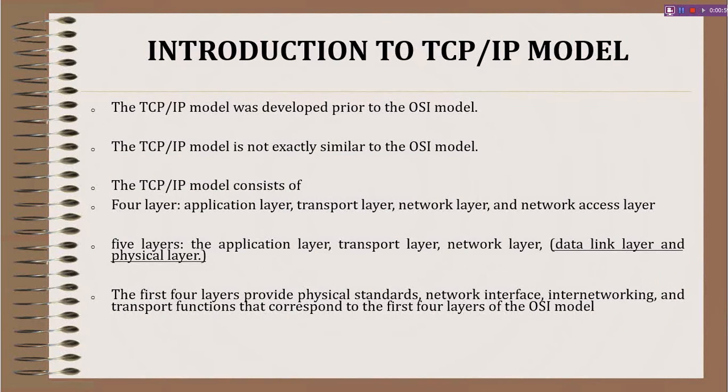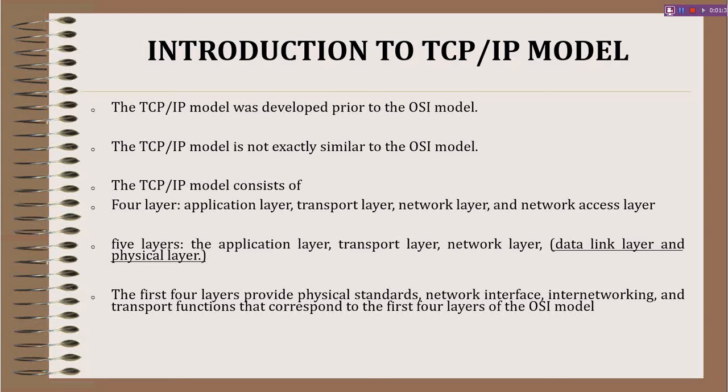The TCP/IP model was developed prior to the OSI model. So the TCP/IP model is not exactly similar to the OSI model. As we know, the OSI model has 7 layers, but the TCP/IP model consists of 4 layers: application layer, transport layer, network layer, and network access layer. In some books, it is written as 5 layers, meaning the network access layer is divided into data link layer and physical layer.